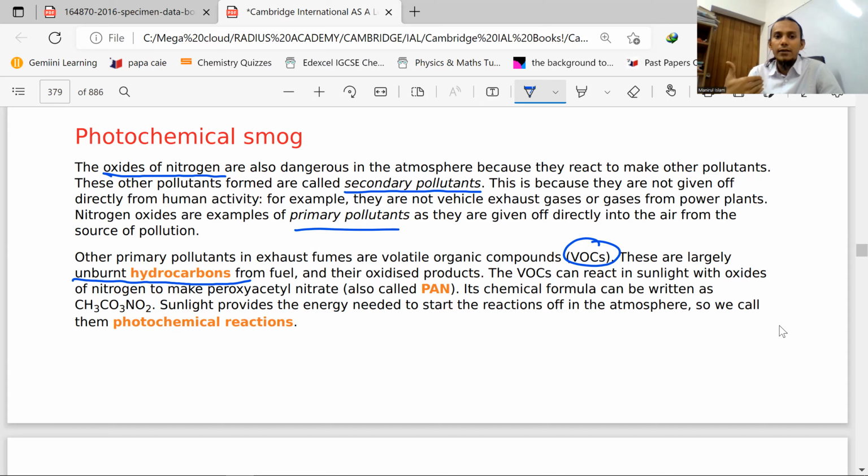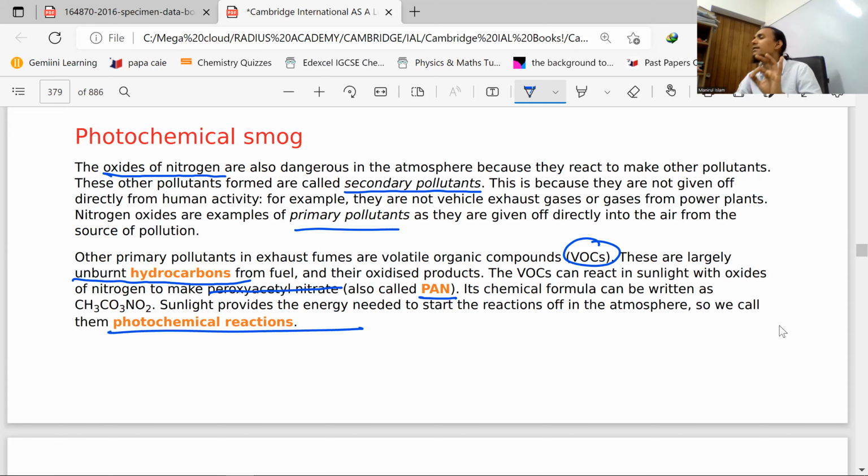So unburned hydrocarbons from fuel and their oxidized products, the VOCs, can react in sunlight with oxides of nitrogen to make peroxyacetyl nitrate, also called PAN. You don't need these names. Its chemical formula can be written as this. Sunlight provides the energy needed to start the reaction in the atmosphere, so we can call them photochemical reactions.